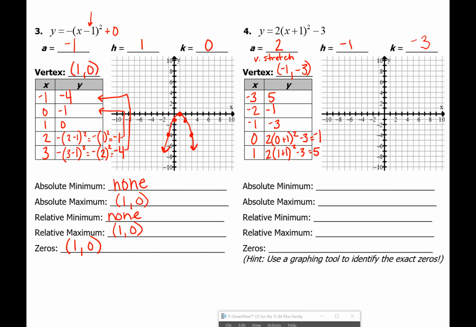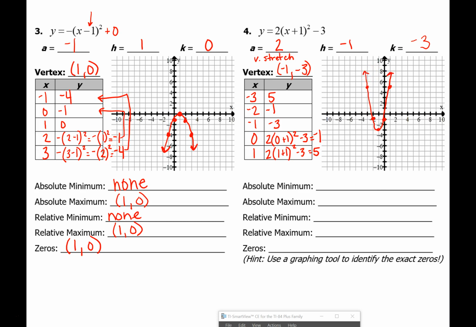So let's graph. I have -1, -3. I have 0, -1. And 1 is up at 5. Then I'm going to make my other side symmetric. Notice that this parabola is more narrow than the other ones that we've graphed.